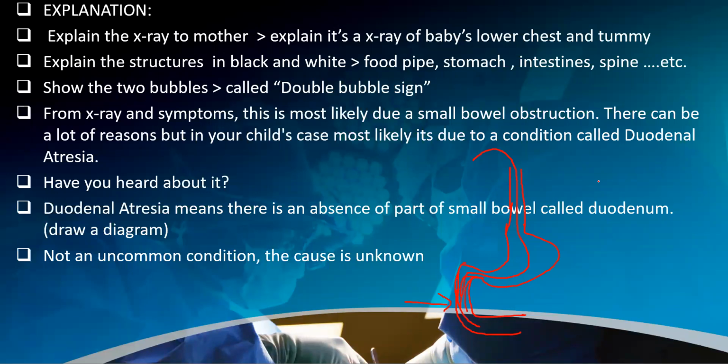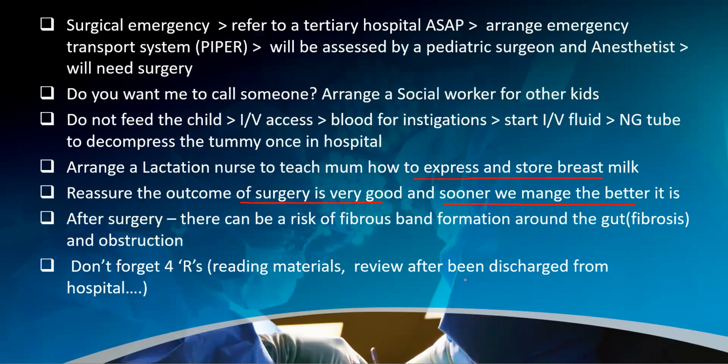Okay, so after that, you explain what is duodenal atresia, and because the child is vomiting everything, he's losing fluid, he's getting dehydrated, so it's an emergency situation. You need to send the child to the hospital. In the hospital, the child will be admitted, will be seen by a pediatrician and a pediatric surgeon as well. In the meantime, they will insert an IV line, start with the IV fluid, and sometimes they can also insert an NG tube if the child keeps on vomiting. Surgery is a must in this case, and always reassure that the outcome is very good.